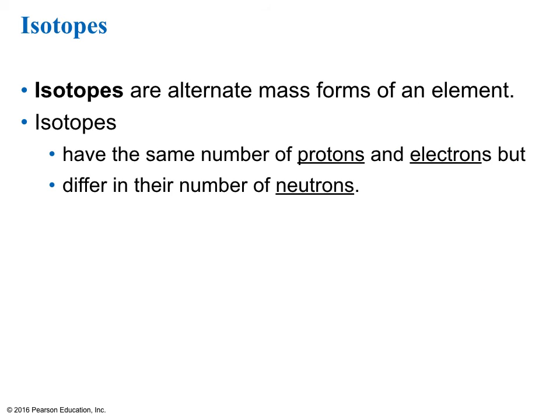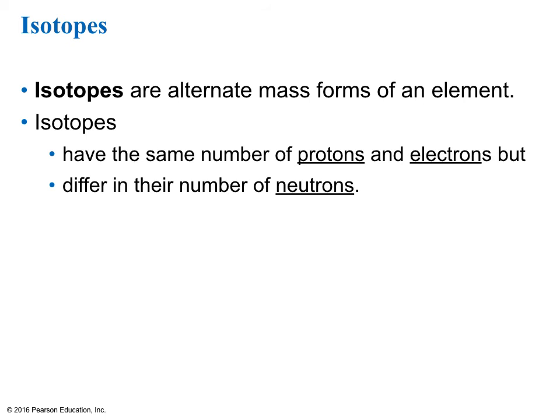So isotopes are alternate mass forms of an element. They have the same number of protons, otherwise they wouldn't be the same element, and the same number of electrons, assuming they're neutrally charged, but they differ in the number of neutrons.